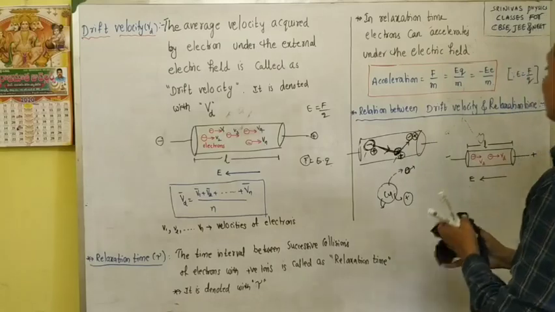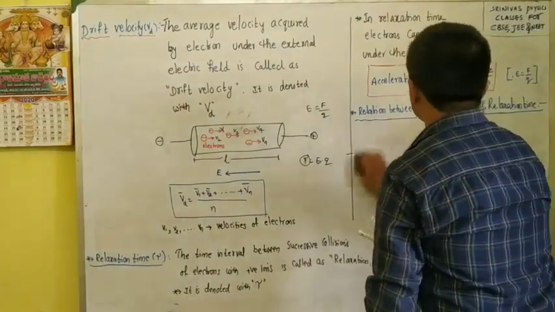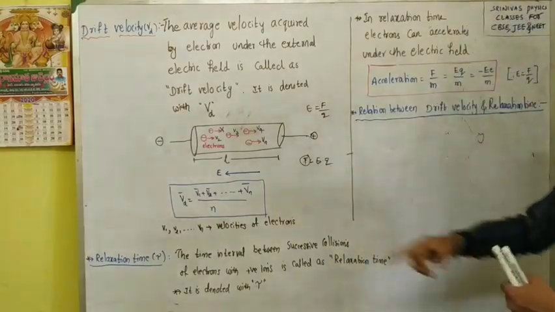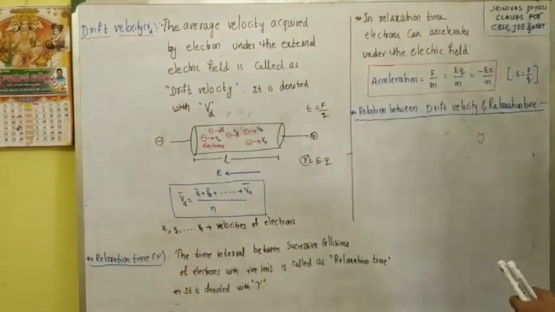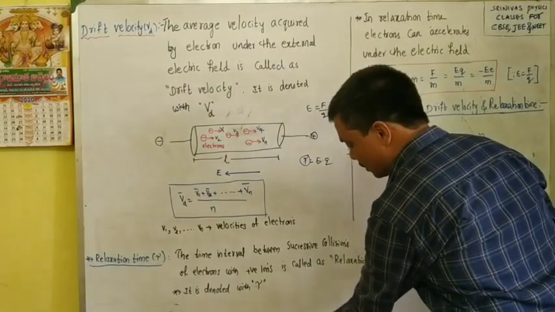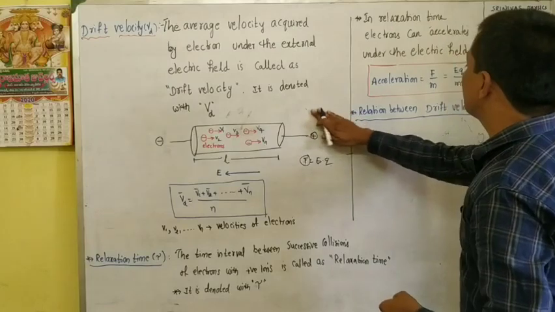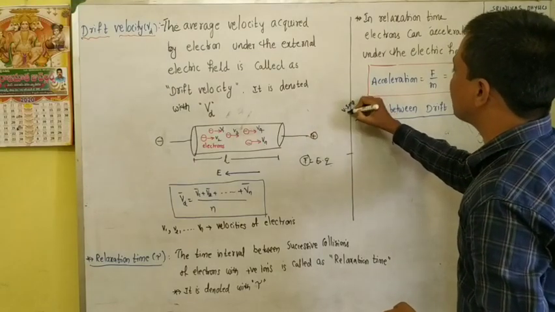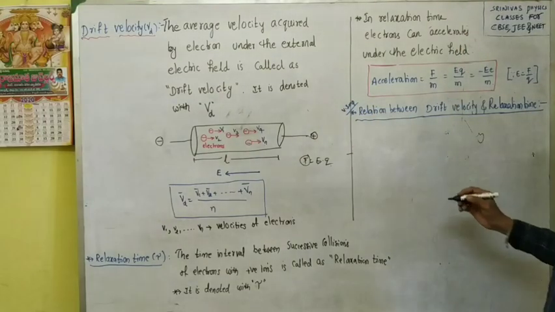Okay, and now I am going to derive one relation, that is the relation between the drift velocity and relaxation time. We discussed what drift velocity is, and we discussed what relaxation time is. Now what is the relation between these two, that I am going to explain. You have to listen very carefully. This is a very important topic, and whatever we are discussing today is very important for the board exam. Let us see how to derive this.